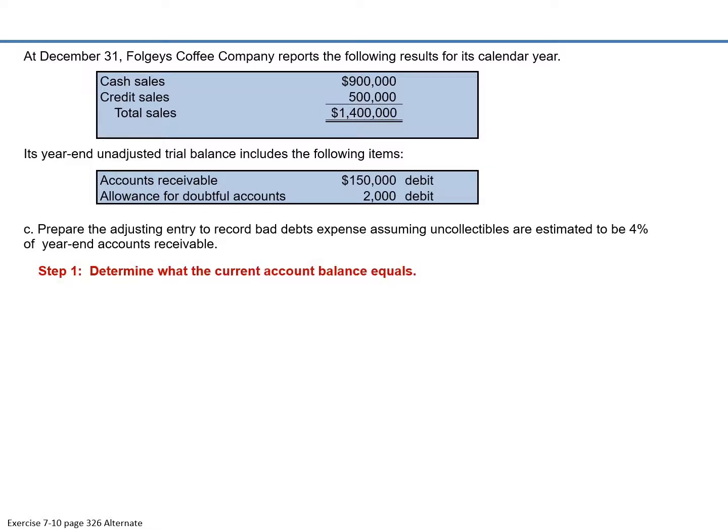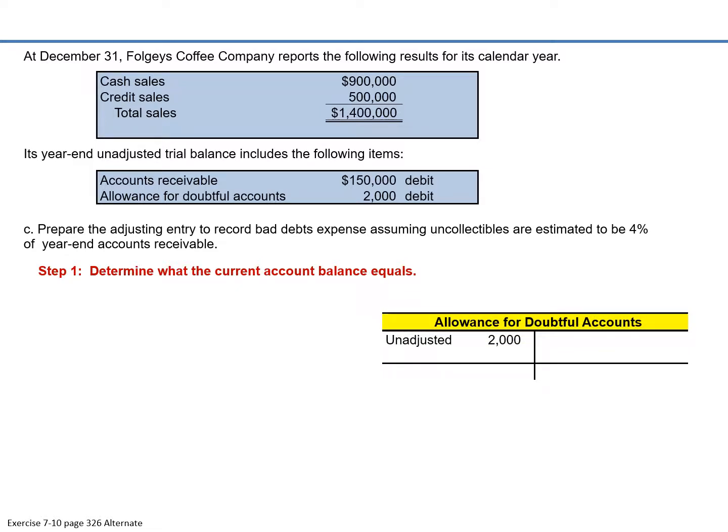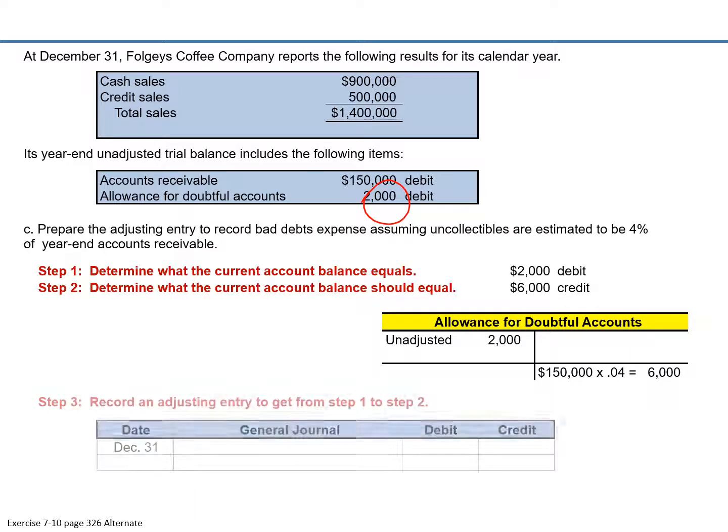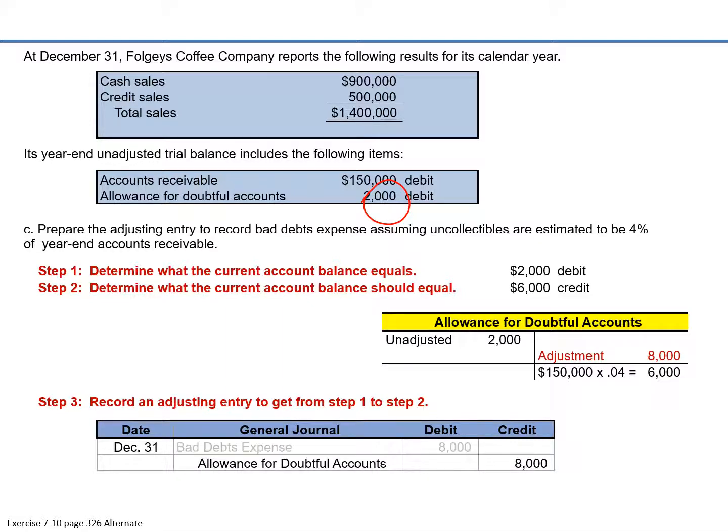All right, so first step is to determine what the balance equals, which is 2,000 in our uncollectible account. Here's our debit right here, $2,000. It needs to be equal to 4% of the year-end accounts receivable, so 150,000 times 4% is $6,000. So to get from a debit balance in our allowance for doubtful accounts to a credit balance of 6,000, we need a credit of 8,000, right? Credit of 8,000 less debit of 2 equals net credit of 6, okay? So we're going to debit bad debt expense by 8,000 and we're going to credit our allowance for doubtful accounts by 8,000.